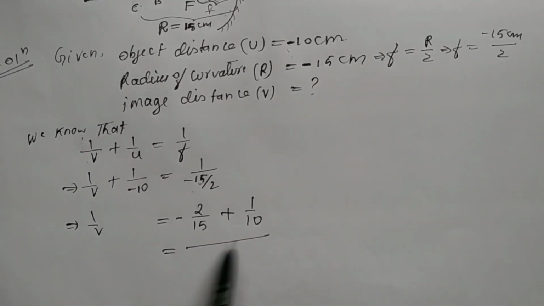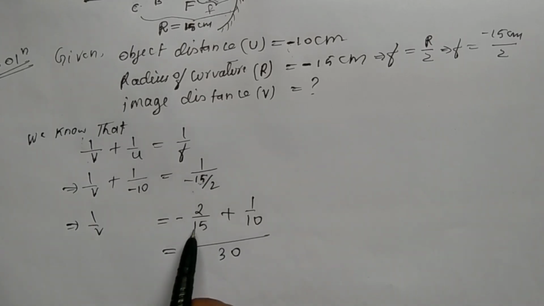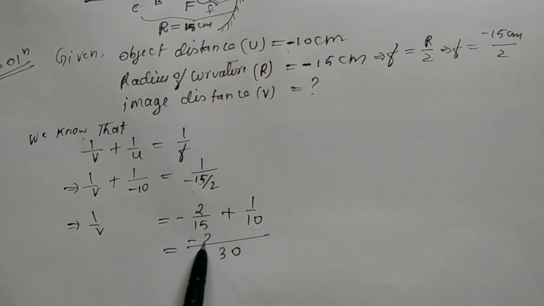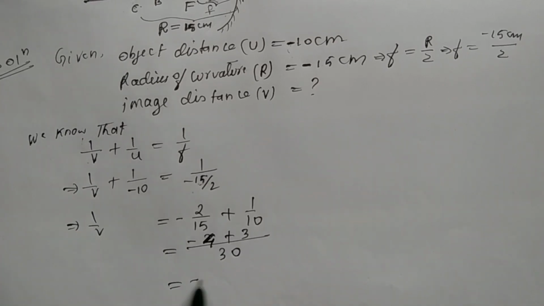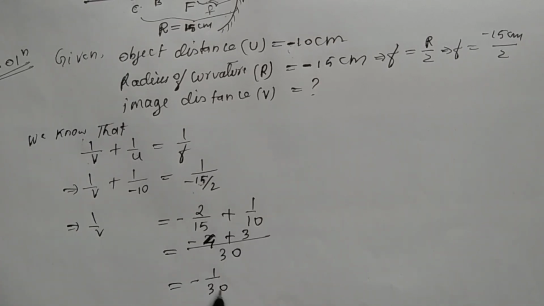Now you have to take the LCM. So LCM of 15 and 10 is how much? 30. So 15 times 2 is 30, 2 times 2 is 4 plus 10 times 3 is 30 again, 3 minus 2 is 1. So this is minus 1 by 30.